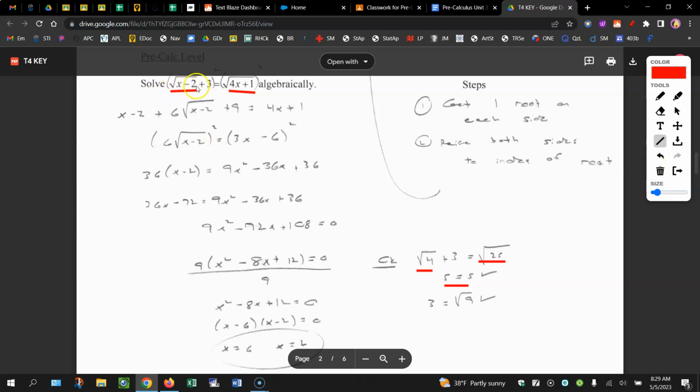Same idea, 2 minus 2 is 0. The square root of that is 0 plus 3. So you get 3 on the left side. On the right, you're going to end up with 1 plus 8 is 9. Square root of 9 is 3. Sometimes one or both won't check. That means you have an extraneous solution. In this case, both work.